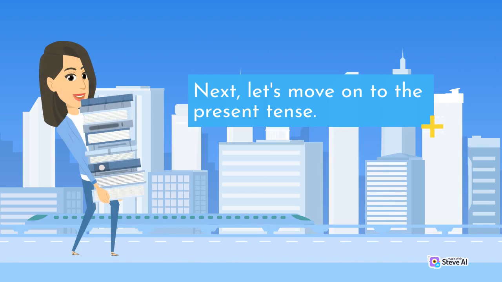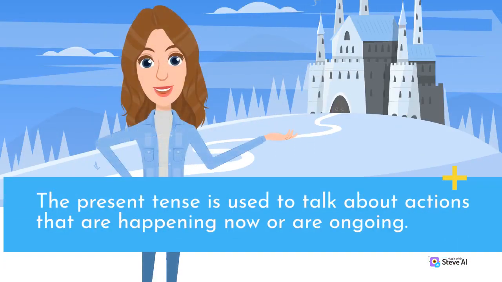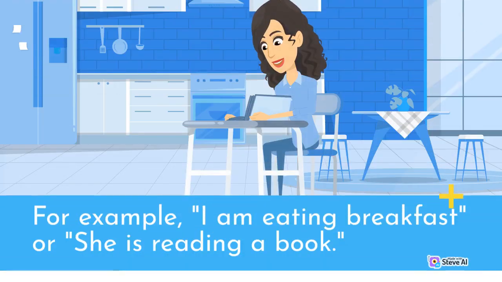Next, let's move on to the present tense. The present tense is used to talk about actions that are happening now or are ongoing. For example, I am eating breakfast or she is reading a book.